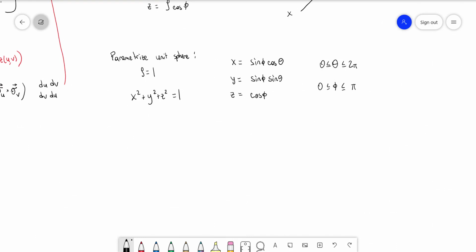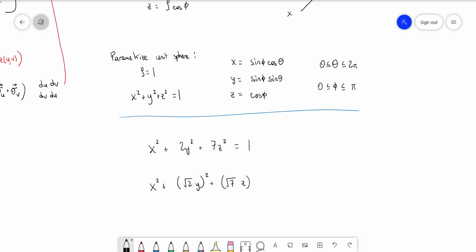Now, we have an ellipsoid. So what we have is the equation x squared plus 2y squared plus 7z squared equals 1. To come up with a parameterization for this ellipsoid, I want to use the parameterization of the unit sphere that we have up here to help me do that. So what I'm going to do right now with my ellipsoid equation is rewrite it slightly. I'll write this as square root of 2y squared, and then I'll write this as square root of 7z squared.